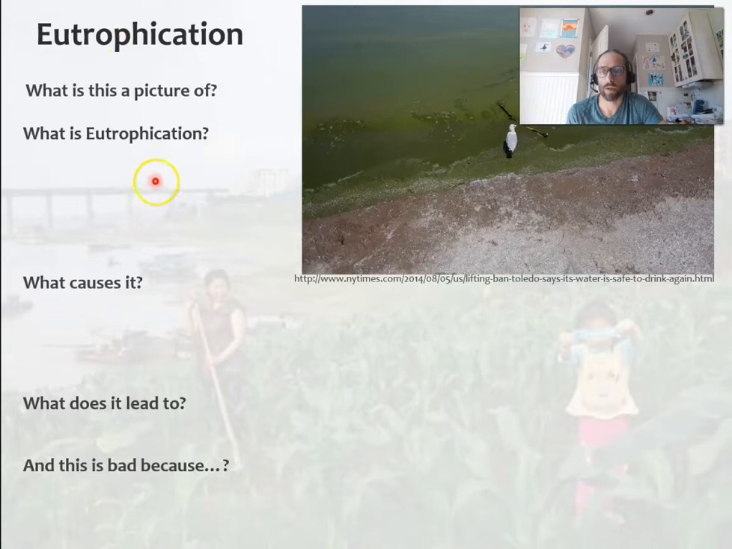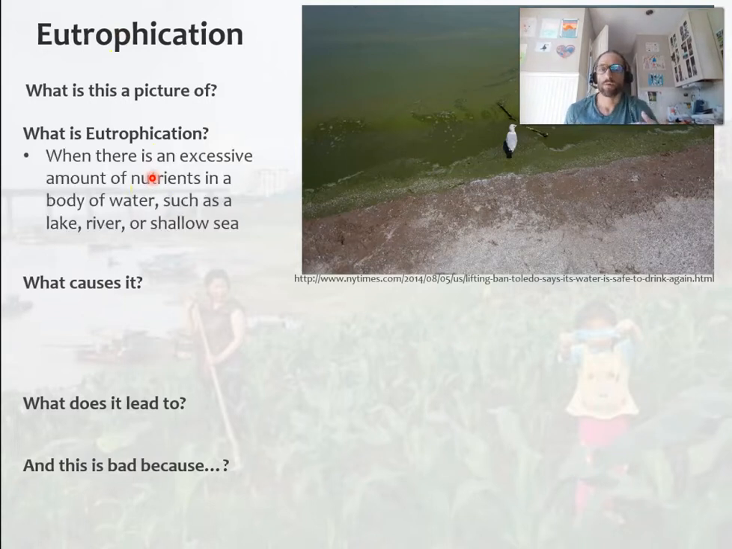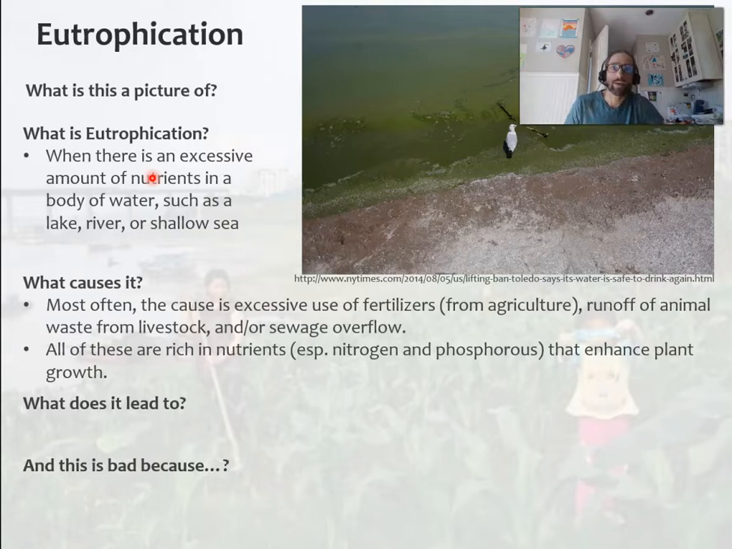Eutrophication just refers to when there's an excess amount of nutrients in the water. The algae itself is not eutrophication per se. Eutrophication is caused by this excess. Eutrophication is the excess nutrients in the water, which then causes the algae to grow excessively.